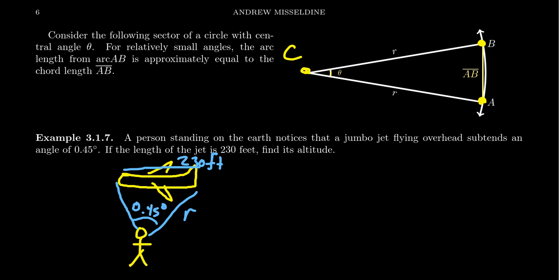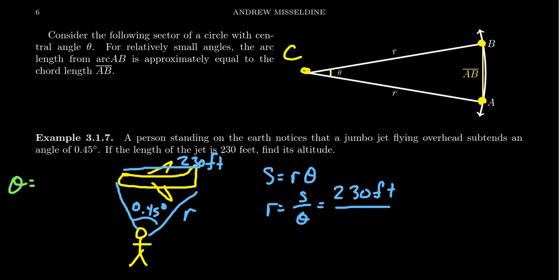So the airplane itself is straight. The distance from the nose to the tail there is a straight line, not a circle. But if we pretend it's an arc length, because it's approximately the same thing, we can then use the formula S equals R theta right here, which we don't know R, but we can solve for it. R is going to equal S over theta, where S is going to equal 230 feet there. The angle measurement for arc length does need to be in radians here. So we have to convert it.